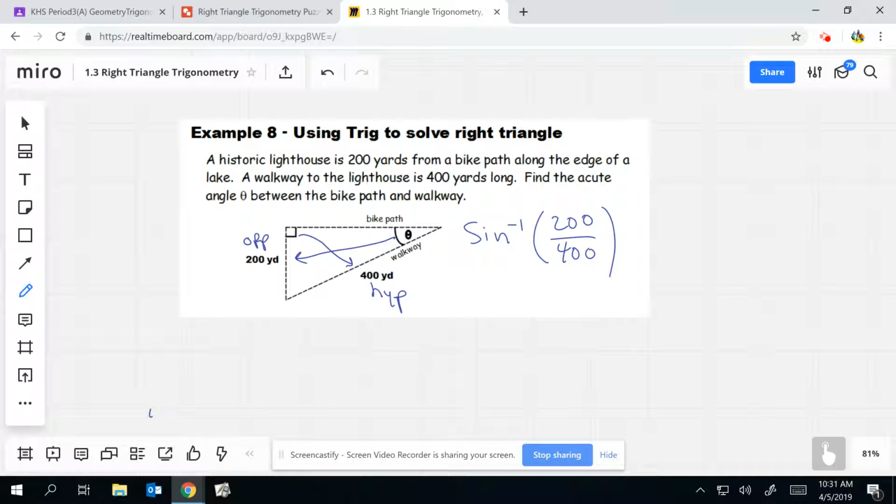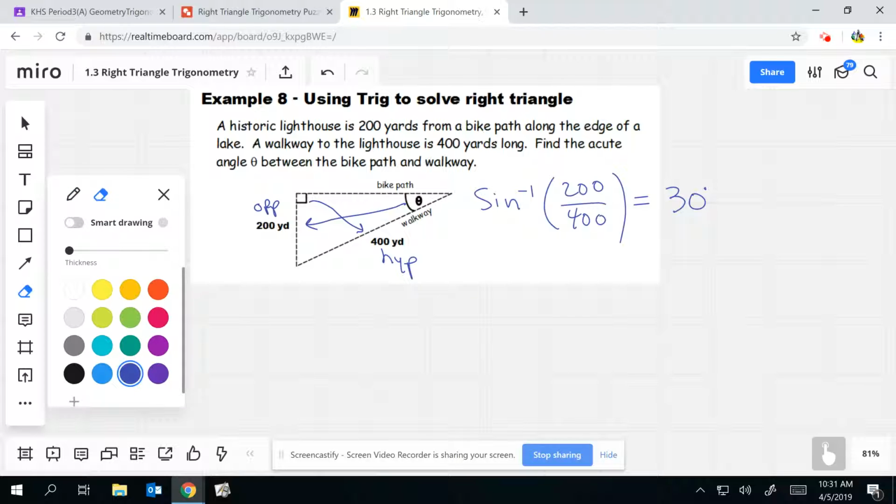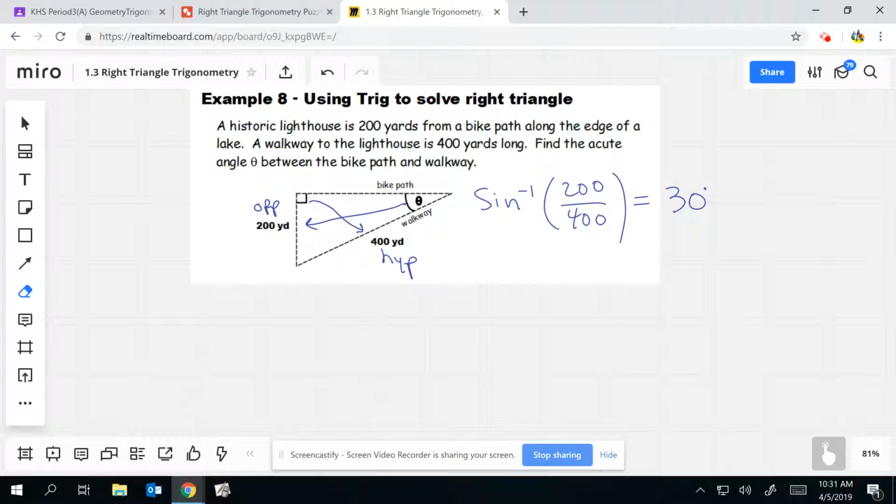So you do inverse sine of 200 divided by 400. You have to do inverse sine. You're still going to get that 30. It is a 30-degree angle. When you have anything that reduces to a half for sine, that's going to be 30 degrees. However big or small the triangle is, if your opposite over your hypotenuse reduces to a half, then you are going to get a 30-degree angle there.